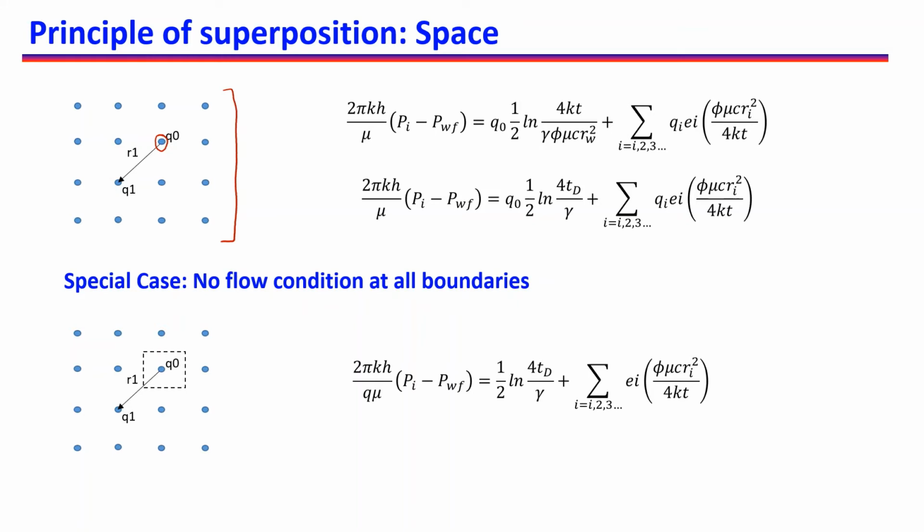Other wells are producing at a flow rate of Q1, some well is producing at a flow rate of Q2, Q3, and this well is at a radius R1 from well 0. This has a distance R2, this well has a distance R3, and the well radius of the 0th well is Rw. So for this, how do we use the principle of superposition?